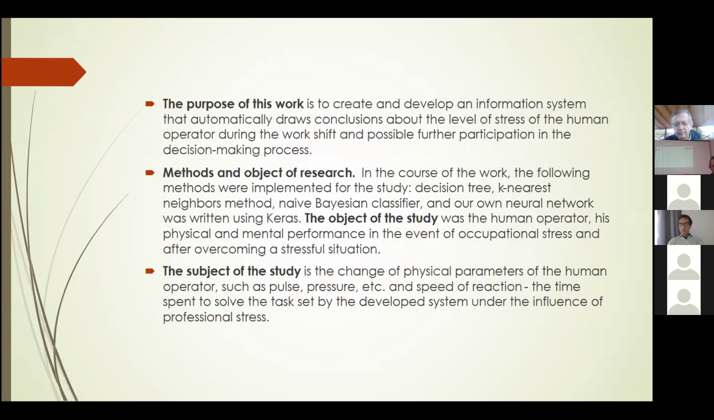In the course of the work, the following methods were implemented for the study: decision tree, convinced neighbor method, naive Bayes classifier, and our own neural network that was written using Keras. The object of the study was the human operator, his physical and mental performance in the event of occupational stress and after overcoming a stressful situation.